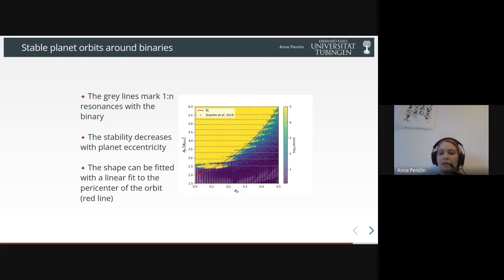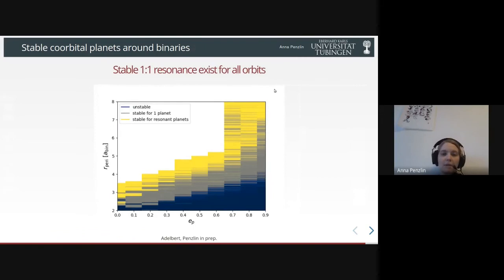And this basically is a simple approximation to which orbits are stable. So you could actually just use this as a first estimate. And we now did the same thing also for the co-orbital configuration of planets, so for a one-to-one resonance of planets around a binary.